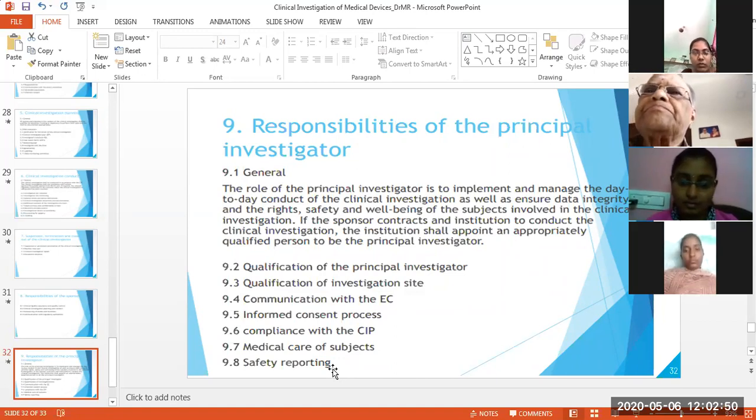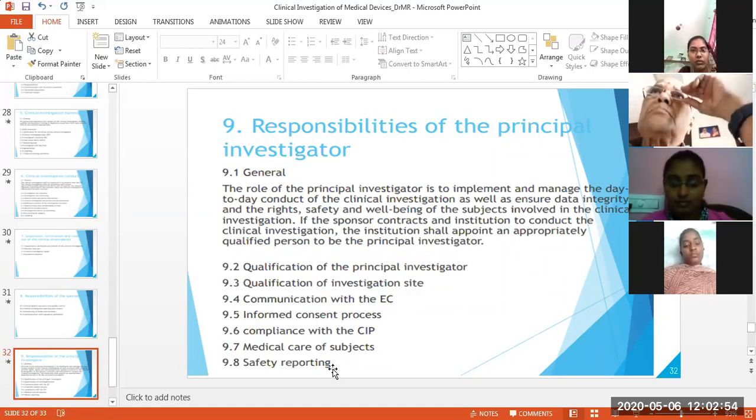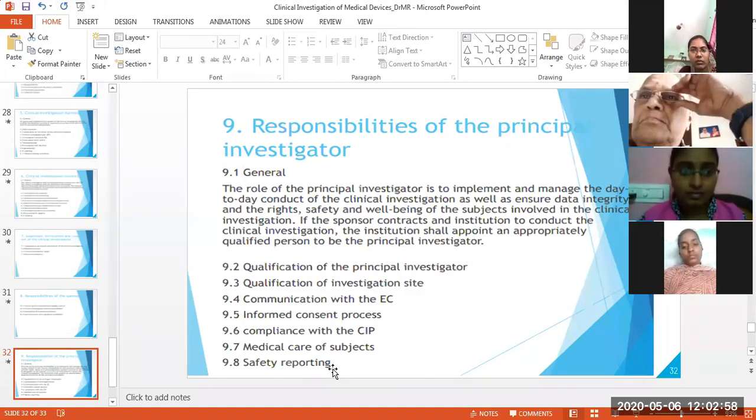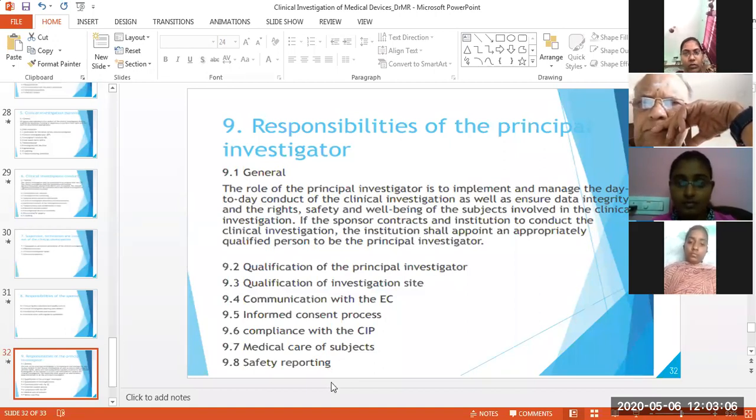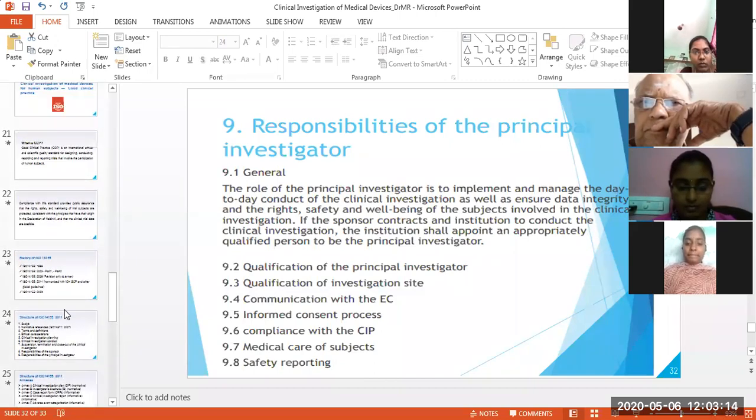So all these 9 chapters are part of ISO 14155. You should follow this ISO 14155 2011 for conducting clinical investigation of medical devices as a part of GCP. GCP means good clinical practice. So this is one of the important standards.